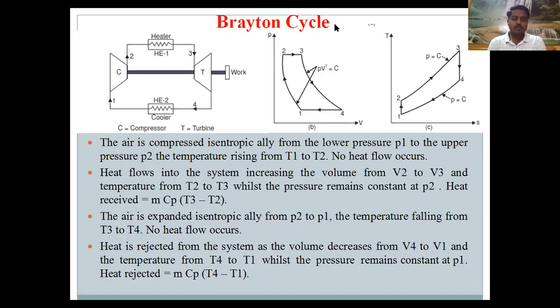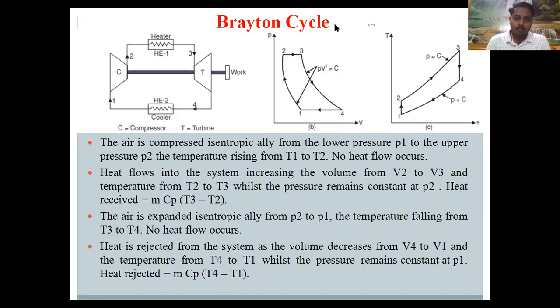The heat transfers are achieved in reversible constant pressure heat exchangers. An ideal gas turbine plant would perform the processes that make up a Brayton cycle. Now, by viewing this diagram and the PV and TS diagrams, we are finding some stages in the Brayton cycle.